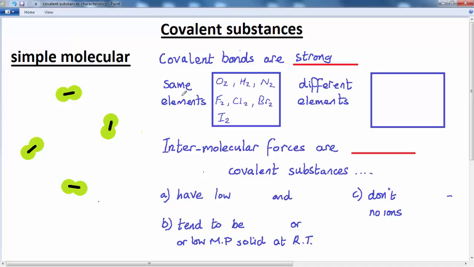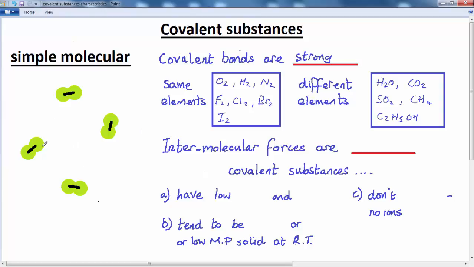So we should also mention that not only do covalent bonds hold together the same atoms from the same element, but they can also hold together atoms from different elements. Common substances such as water, H2O, carbon dioxide, sulfur dioxide, methane. These are all simple molecular structures that you're very familiar with in your chemistry course. Ethanol, etc. These are all classed as simple molecular covalent substances.